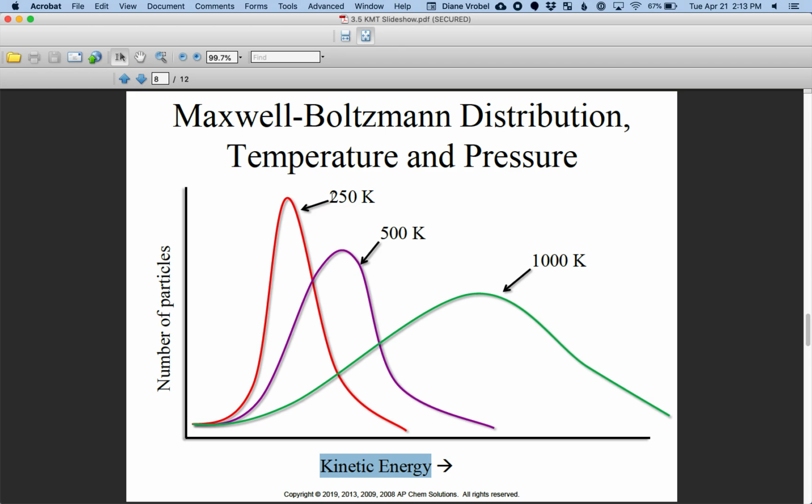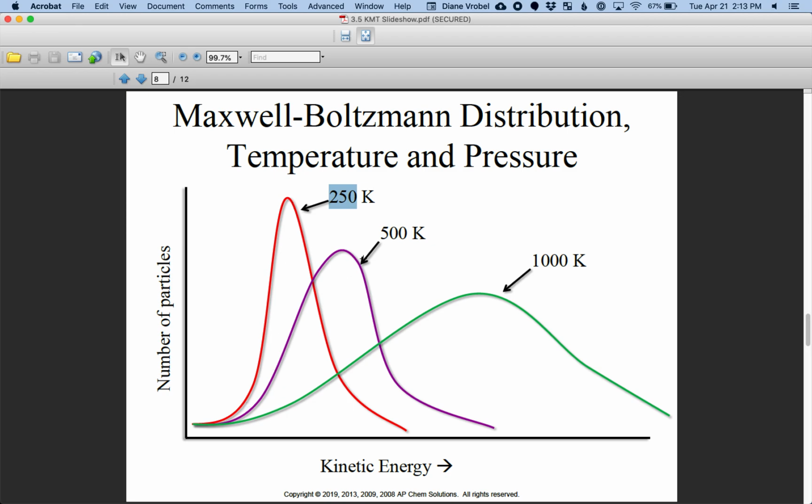And notice at 250, we have a large amount of particles that are at a lower temperature. So if you were to dissect this curve, you would see the majority of these particles are at a lower temperature. We have some that are even extremely cold, and we also have some that are warmer, but the majority of them are at this lower temperature.